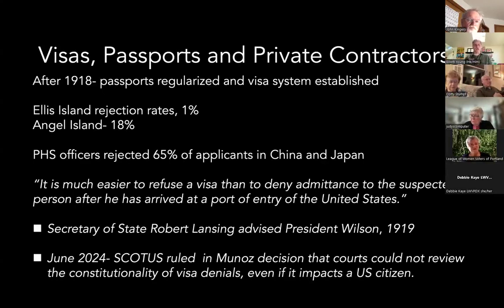In June of this year, the Supreme Court ruled in the Muñoz decision that courts were not able to review the constitutionality of visa denials, even if it impacts a US citizen through marriage or some other way. So it means that not only are these people being excluded, but there's no review over those consular decisions. They're kind of arbitrary and happen in the shadows.